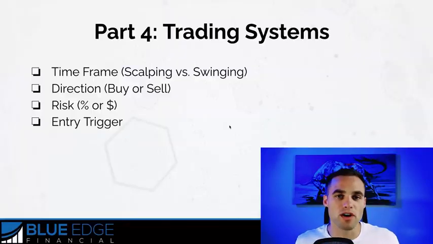The next component of a successful trading system is you have to figure out an entry criteria, but this is only after you determine the time frame, the direction, and you determined what your risk is going to be. Now you want to start talking about the entry trigger. Okay, what's going to signal you to put on a buy or a sell position?